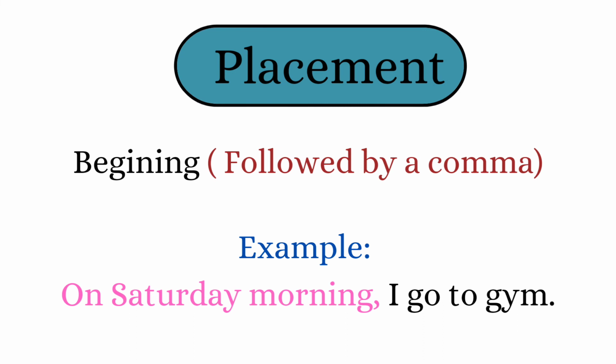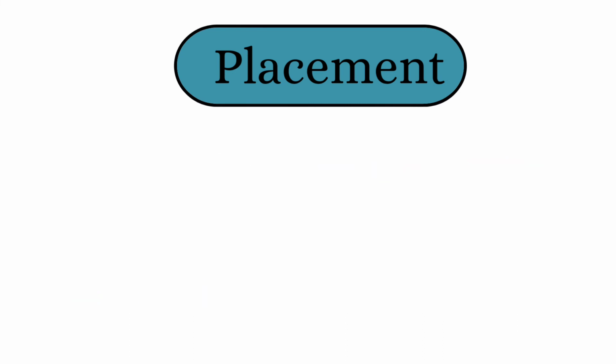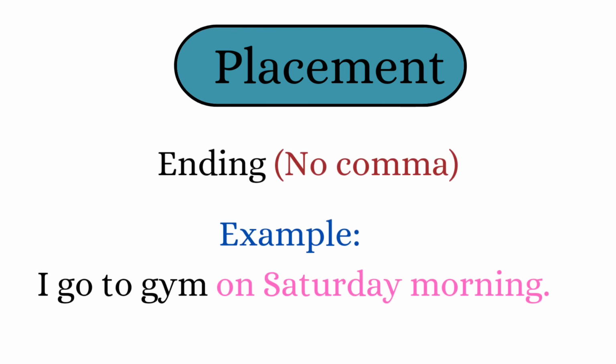For example, on Saturday morning, I go to gym. Here is the comma. But no comma is needed when the adverbial phrase is placed at the end of a sentence. Example, I go to gym on Saturday morning.